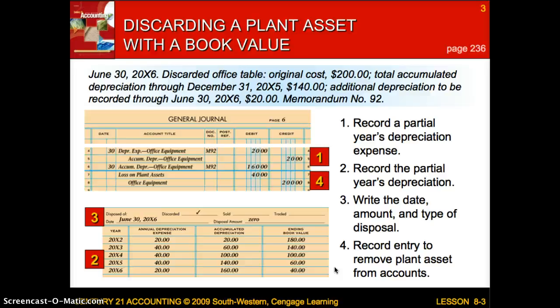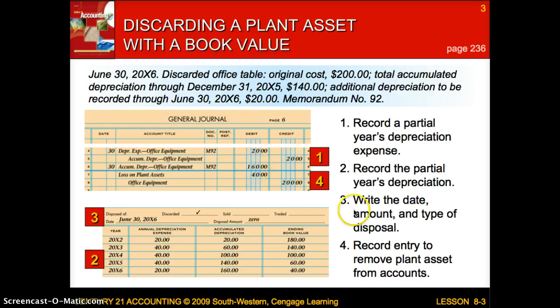But as you can see, we need to get to June 30th. So there is this partial year depreciation expense of $20. So the first thing we need to do is record that partial year's depreciation. Here's that $20 that we need to debit for our depreciation expense and credit in our accumulated depreciation. Then the total would be our $160 in our accumulated depreciation for office equipment.